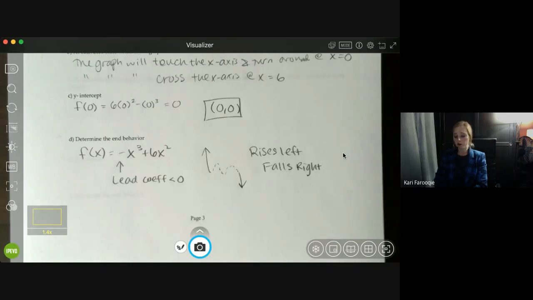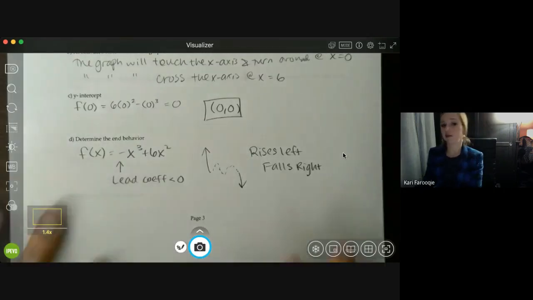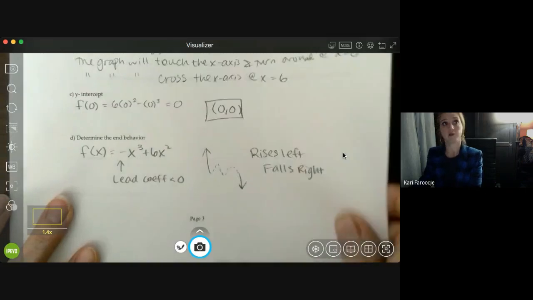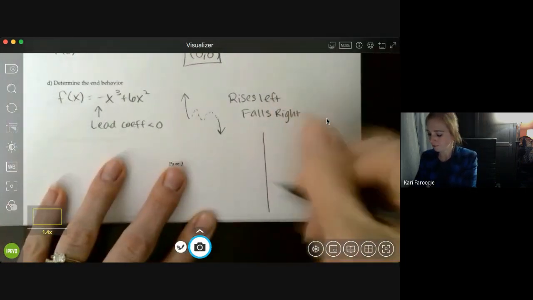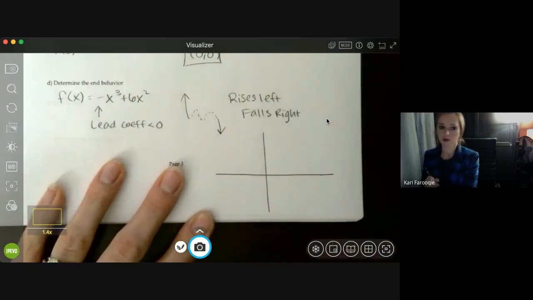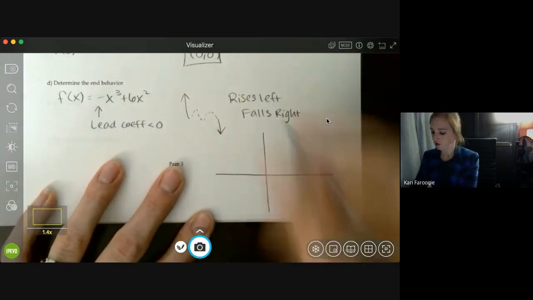Now we're going to go through a couple of examples of this type where we're just going to be finding the zeros, determining the multiplicity of each zero, finding the y-intercept, and looking at the end behavior. Now, if you really wanted to get an idea about what's coming ahead, and I think it's a great idea to do so, think about what we know so far. We know that we have zeros at 0 and 6.